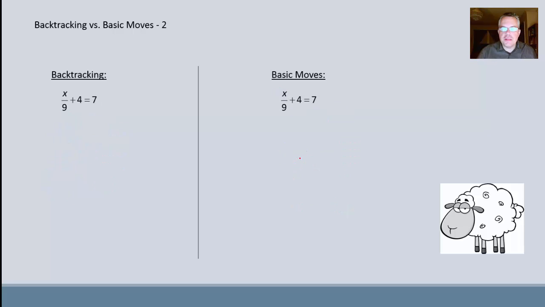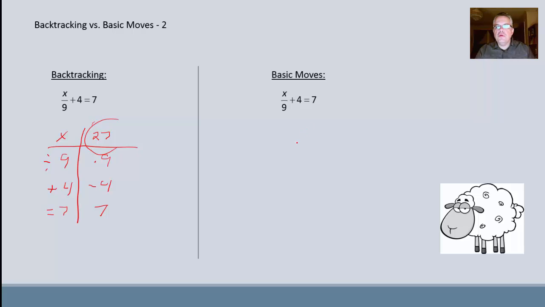All right, backtracking versus basic moves again. This one has division. So when we're backtracking, let's draw the line and read the equation. It says x divided by 9 plus 4 is supposed to equal 7. So we're going to take it backwards. So we're going to do 7 minus 4 times 9, and we get what x equals. 7 minus 4 is 3, times 9 is 27. Good. That's the answer. That's our solution.